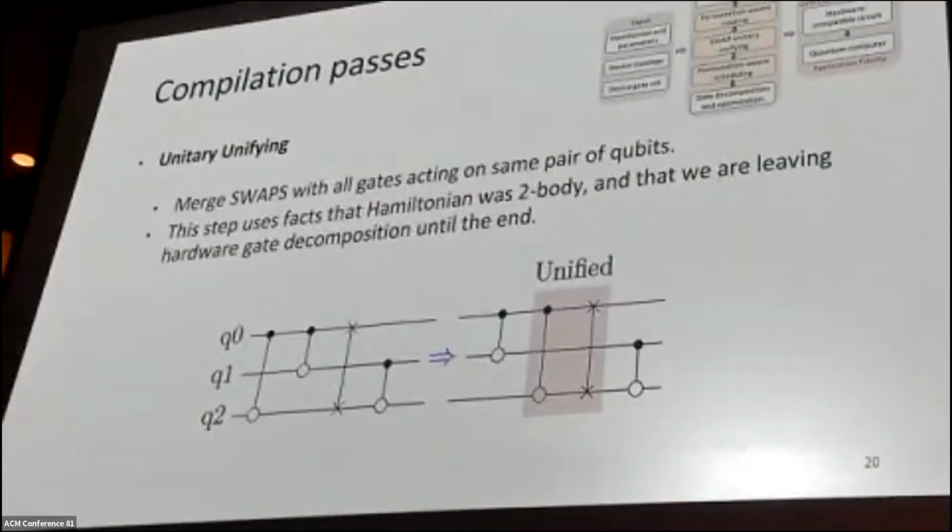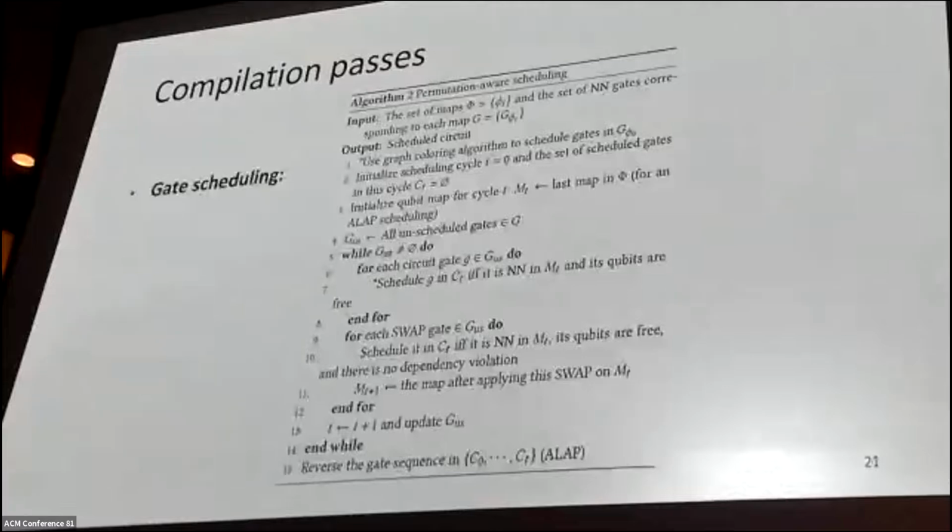Now we also use some properties which we gain, some advantages we gain from focusing on 2-local Hamiltonians. So this means that all of our input unitaries in our circuit are all 2-qubit Pauli gadgets. And the swap gates are also 2-qubit. So what we do is we unify together all 2-qubit gates acting on a particular pair of qubits. Again, we can do this because the ordering is arbitrary. We unify them together into a single 2-qubit unitary because we have not yet performed our gate decomposition.